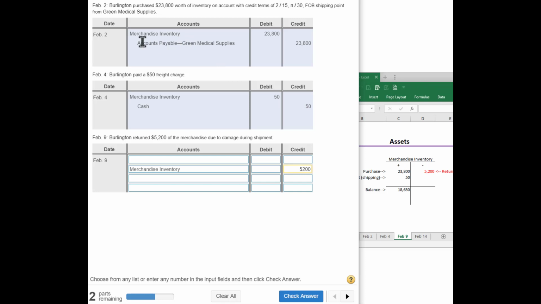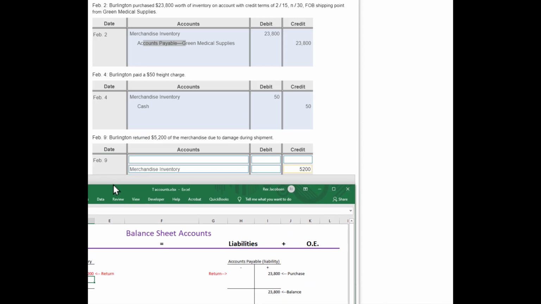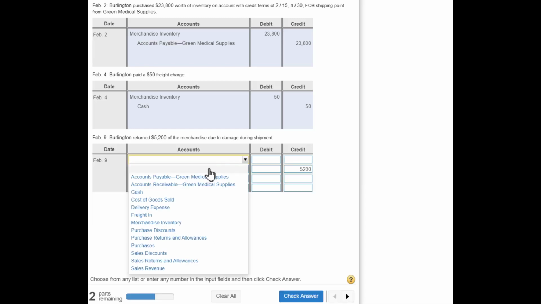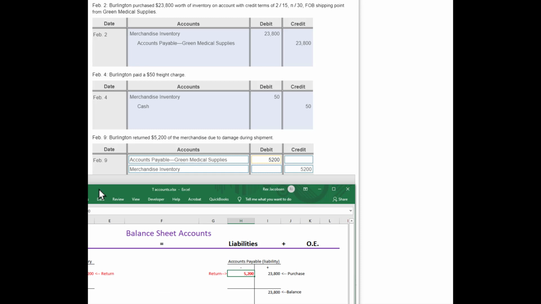Well, remember, we purchased this inventory on account. So what's going to happen to our AP? AP has to go down by the same amount. So over here, for the return, I'm going to put $5,200 and I'm going to decrease AP, $5,200. Let me switch back to Excel, hit enter. So our new balance is $18,600. We don't need the balance yet, but we will need it later.